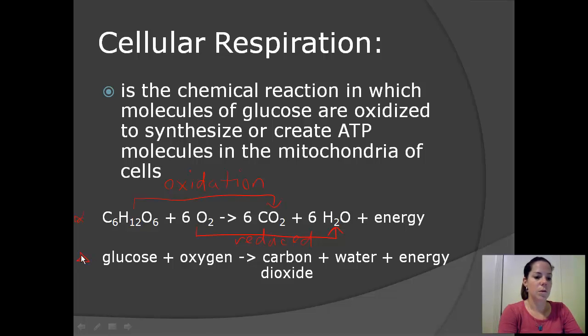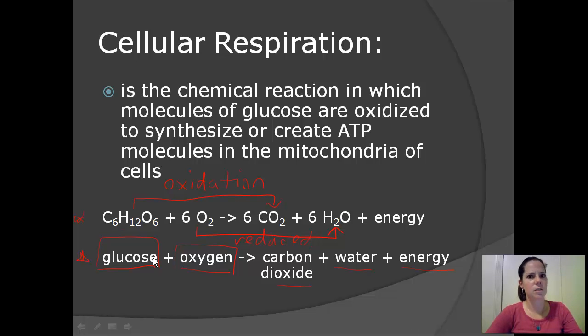This here is the word equation for cellular respiration. So glucose plus oxygen react to form carbon dioxide, water, and energy. Let's take a look at the reactants of this reaction. Where does the oxygen come from for this reaction? Well, it comes from the air that we breathe in or inhale. Where does the glucose come from for this reaction? It comes from the carbohydrates in the food that's digested in our small intestine.